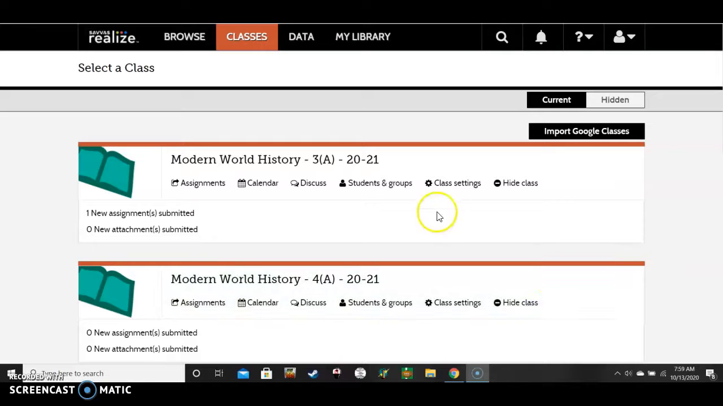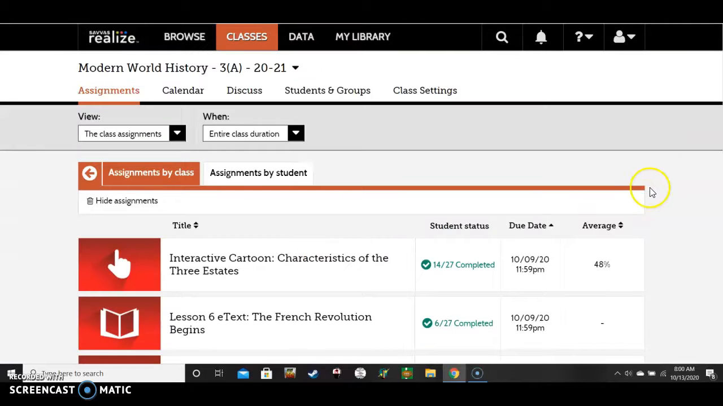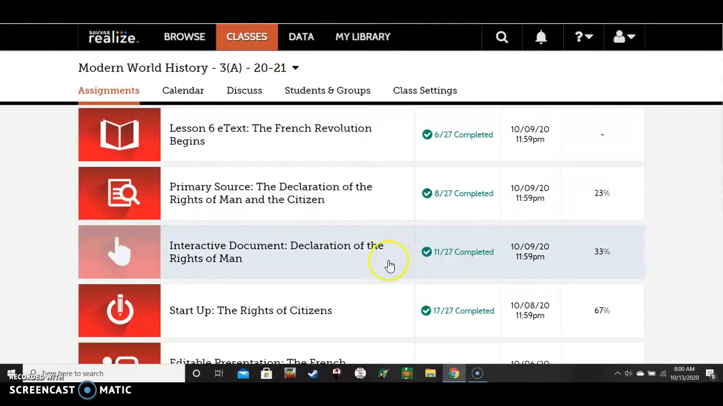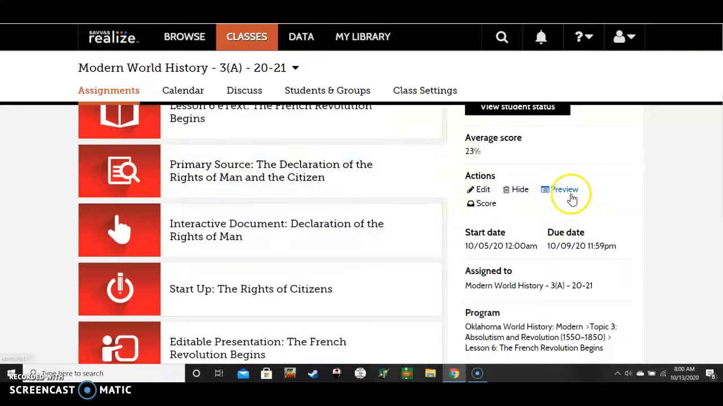What you will need to do is go to your dashboard and make sure that you have your assignments tab open. You should all know how to get there. And when you click assignments, you're going to find the assignment that has this right here, the primary source for the Declaration of the Rights of Man and the Citizen. Okay? So you're going to click on this, and obviously you're going to have to show it.